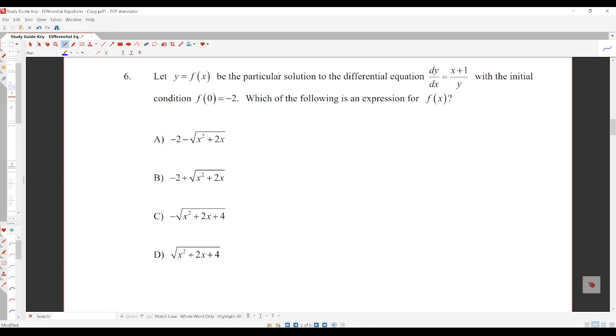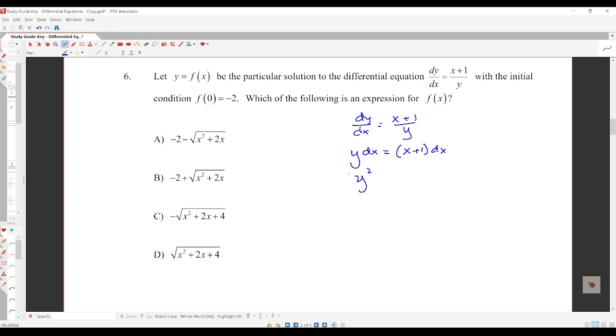Number 6, let f of x be the particular solution to the differential equation dy/dx equals x plus 1 over y with the initial condition. Which of the following is an expression for f of x? So again, same type of problem we've already done a couple of. So I'm going to write this dy/dx equals x plus 1 over y, multiply by y, multiply by dx.